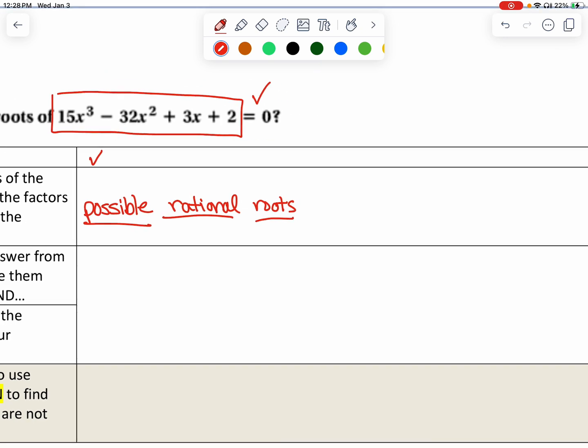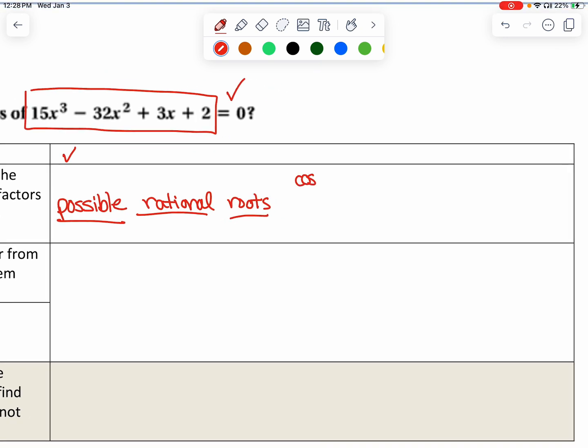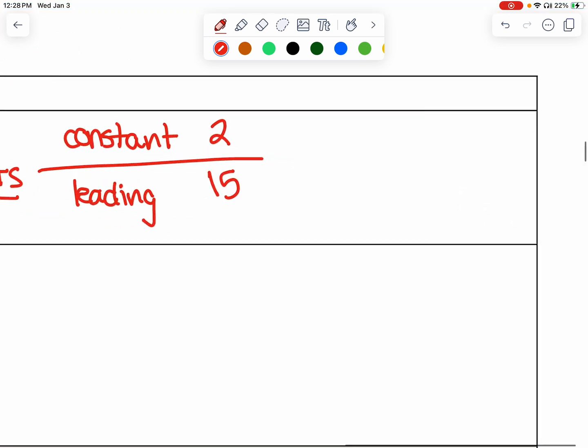All right, so we're going to have to take our constant, and our constant in this problem is 2. And we're going to have to divide that by every factor of the coefficient of the leading term, which is 15. So let's think, what goes into 2? Well, I know 2 and 1 go into 2. What goes into 15? Well, 15 and 1, 5 and 3. I just like to do them like that. That helps me see them. And positive and negative of each of those.